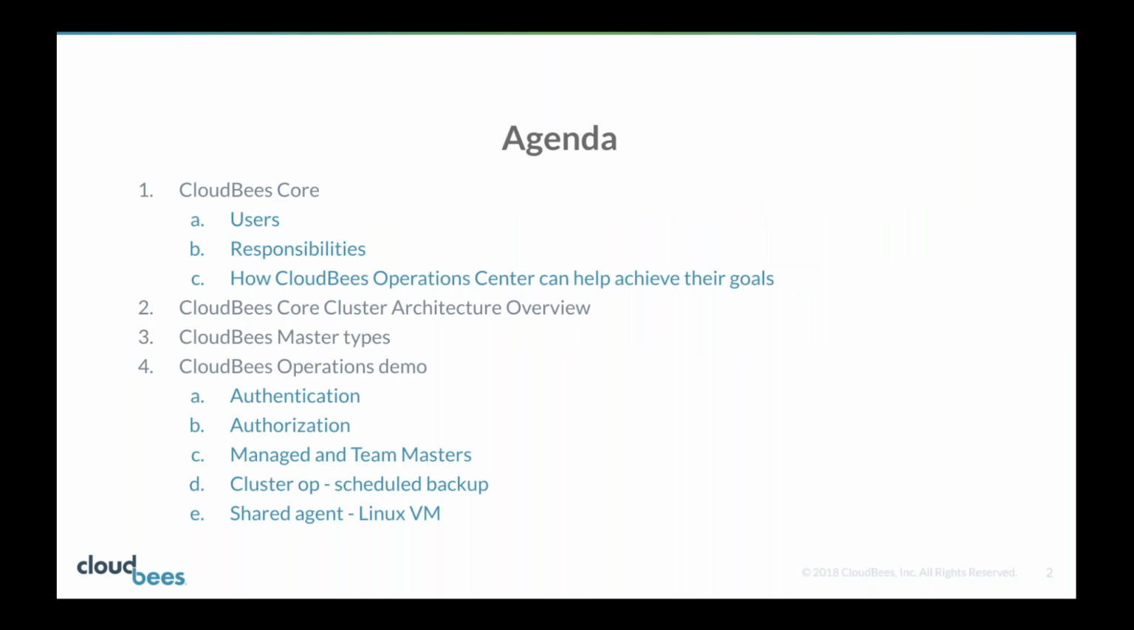So first, we're going to talk about CloudBees Core users, their responsibilities, and how CloudBees Operations Center can help achieve their goals. Second, we will briefly discuss CloudBees Core cluster architecture and the role of the Operations Center. We will also talk about the differences between CloudBees Core on modern and traditional. After that, we will explain different CloudBees master types, team masters, client masters, and managed masters, as they are part of your cluster deployment. The last part is a demo of how to get started using the Operations Center with an example use case where we can set up authentication, authorization, a managed master, and a team master. We will also create a cluster operation for them and set up a shared agent.